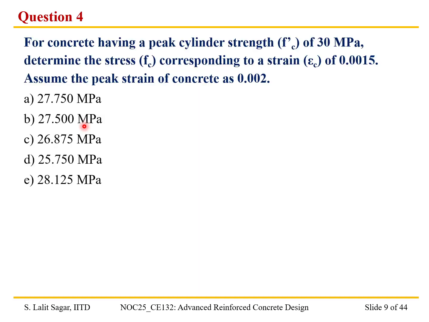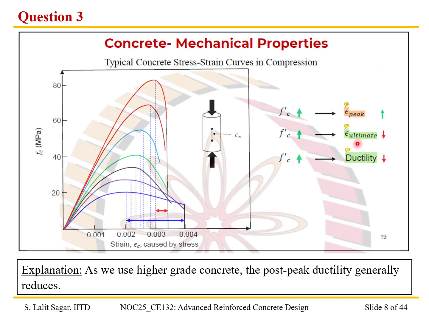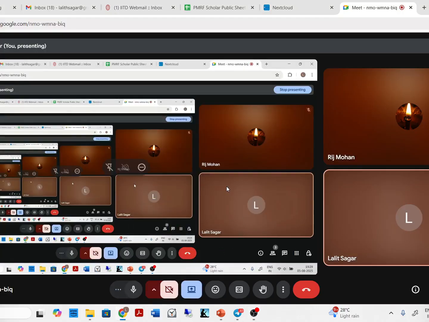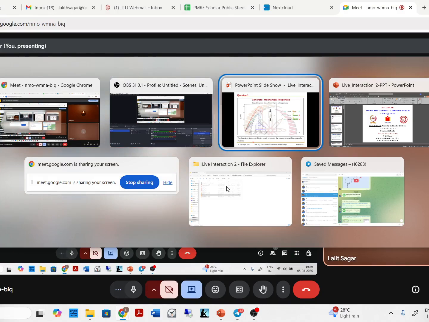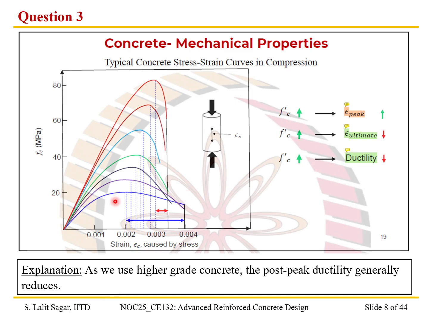Okay, so out of these four options, the correct option is option B. So we can just take the help of this particular picture from the lecture slide, and we can answer this particular question. So these different curves correspond to concrete cylinders of different grade. So here we can see that when we take concrete cylinders of higher grade, these are the hardened concrete cylinders, and then when we test them under compression, this is the kind of response that we can expect to obtain, right?